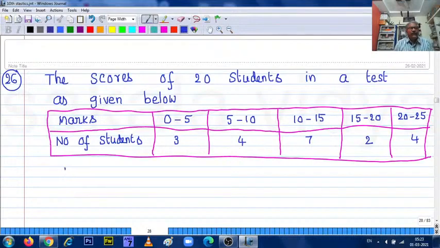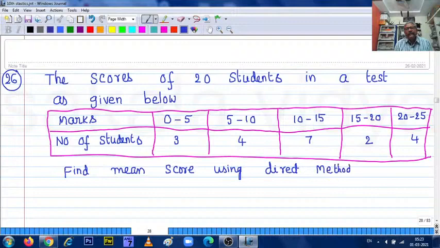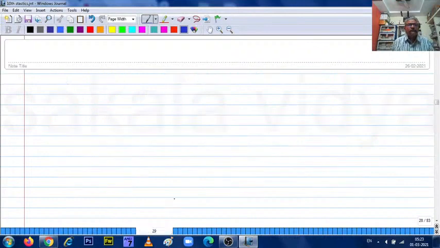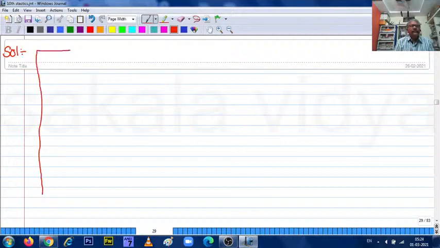Find the mean score using the direct method, or assumed mean method, or deviation method. So the direct method. Let us see now how to find it. Now the solution. First write down like this. First prepare the table.